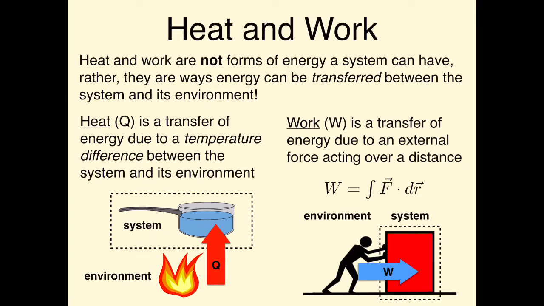So to give you an example, or actually to define these words, let's start with heat. Heat is given by the variable uppercase Q. And when we talk about heat, we're talking about a transfer of energy due to a temperature difference between the system and its environment. So to give you a concrete example of this, let's say the system is a pot of water, and then let's say the environment is very hot. Maybe we're lighting a flame under the pot.